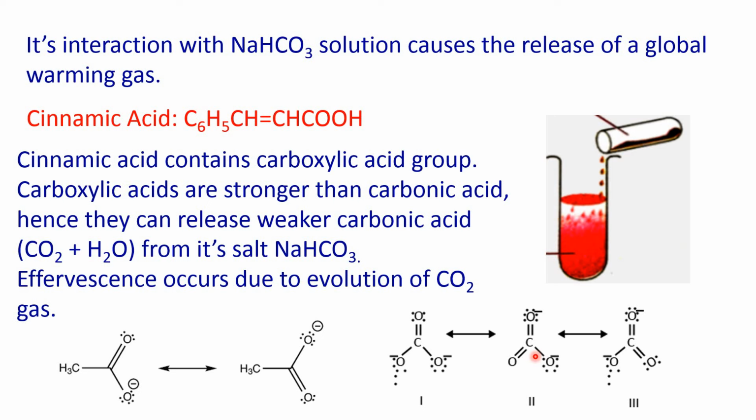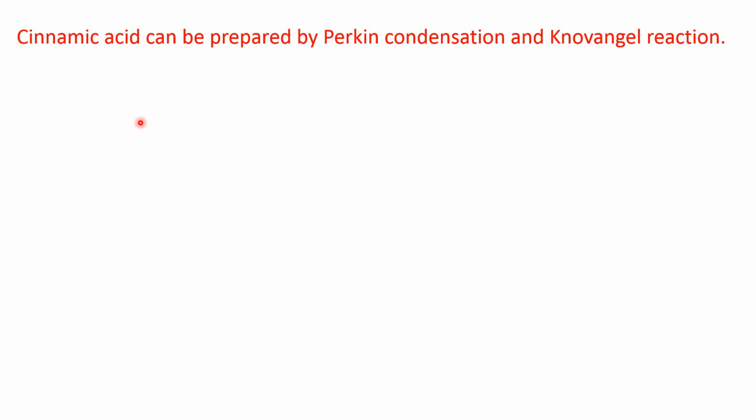We know that the acid strength of any acid depends on the ease of release of H plus and the stability of the anion form. As this anion of carboxylic acid is more stable than the anion of carbonic acid, that is carbonate anion, carboxylic acid can release the weak carbonic acid from the salt of carbonic acid. Now, cinnamic acid can be prepared by Perkin condensation and Knoevenagel reaction.